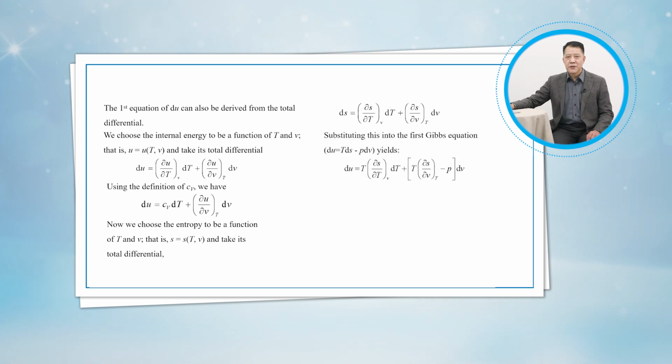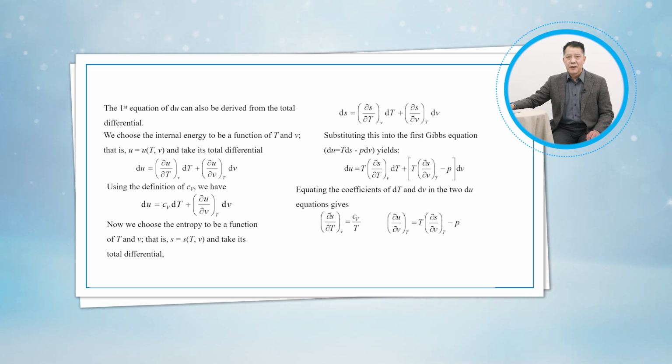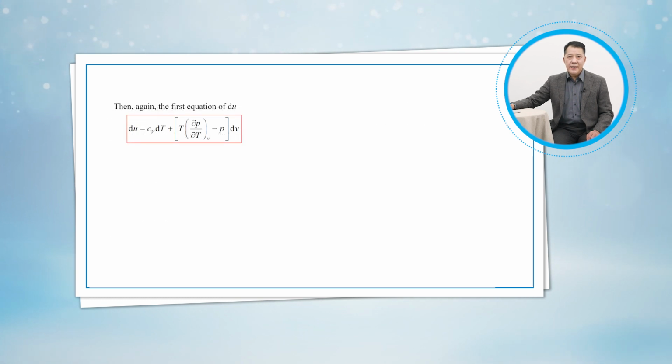Substituting the total differential of ds into the first Gibbs equation yields the total differential of du is. Comparing these two total differentials of du gives. Using the third Maxwell relation, we then have. Then again, the first equation of du can be expressed as.